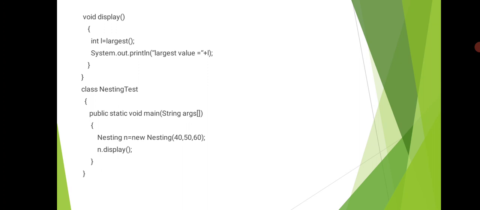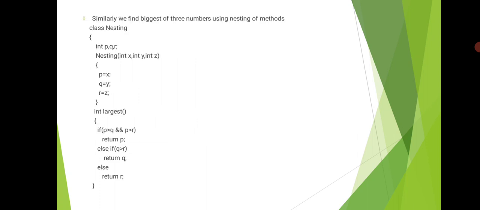Okay, so we want an object for this to find the biggest of 3. So we should create the object inside void main. Inside the void main we are creating an object for the nesting class. When you are instantiating the object, the constructor is invoked. This constructor has 3 arguments. So the values 40, 50 and 60 are copied to x, y, z, which are used to initialize p, q, r in the nesting constructor.